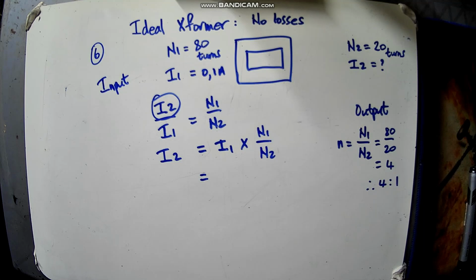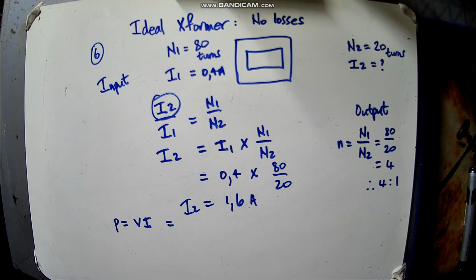Or because we're dividing by I1 on the left, this means take it to the right hand side. It will be multiplied by I1. Okay. Now I1 is 0,1. N1 is 80 and N2 is 20. Mistake. I1 is not 0,1, it is 0,4. I made a mistake there. Right, plugging that into your calculator, what do you get? 1,6 amps. Okay, and then we're going to calculate the power.